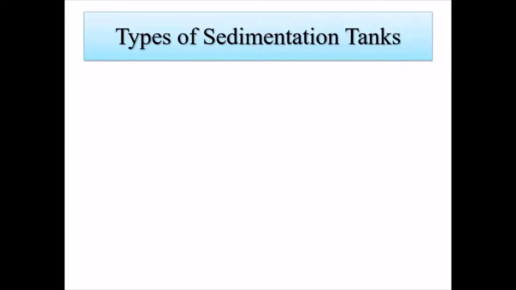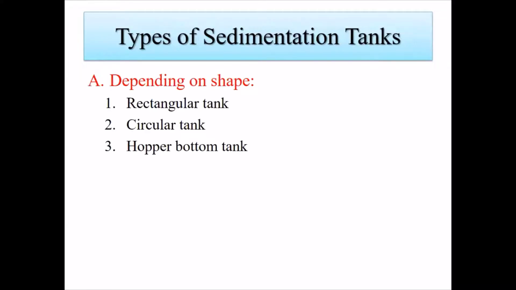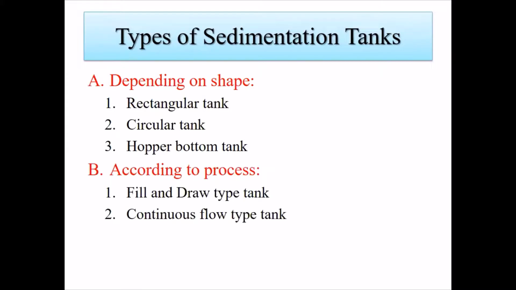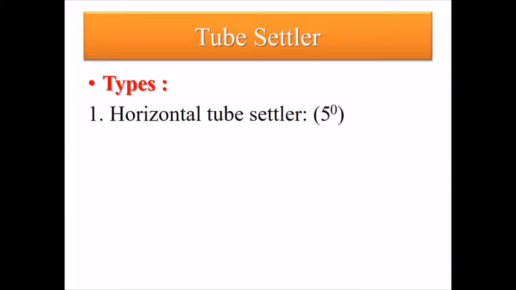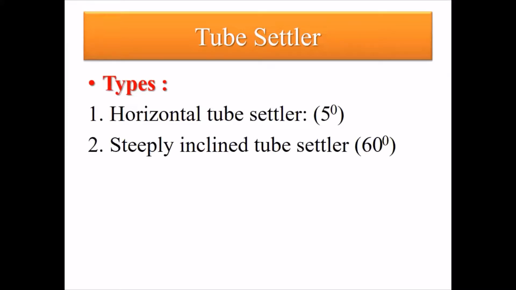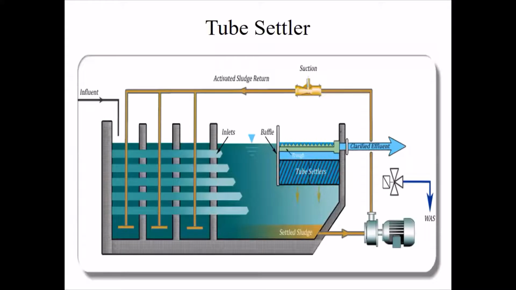Then the different types of sedimentation tanks. Depending on the shape: rectangular tank, circular tank, and hopper bottom tank. According to the process: fill and draw type of tank and continuous flow type of tank. Next, the tube settler. The types of tube settler are the horizontal tube settler and the steeply inclined tube settler.